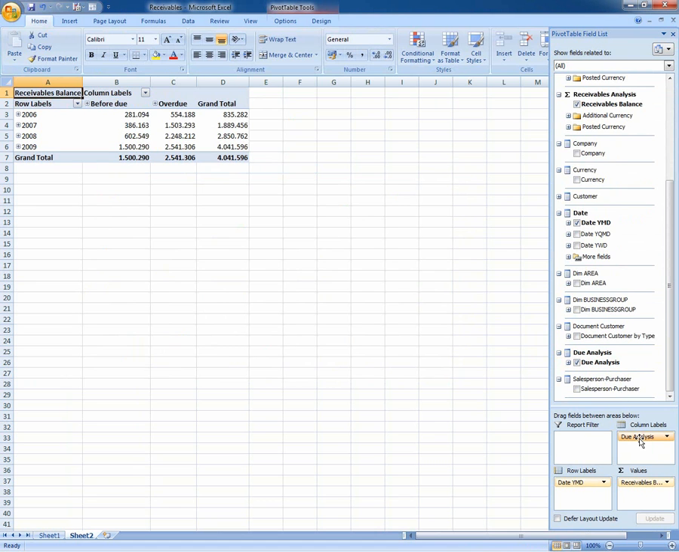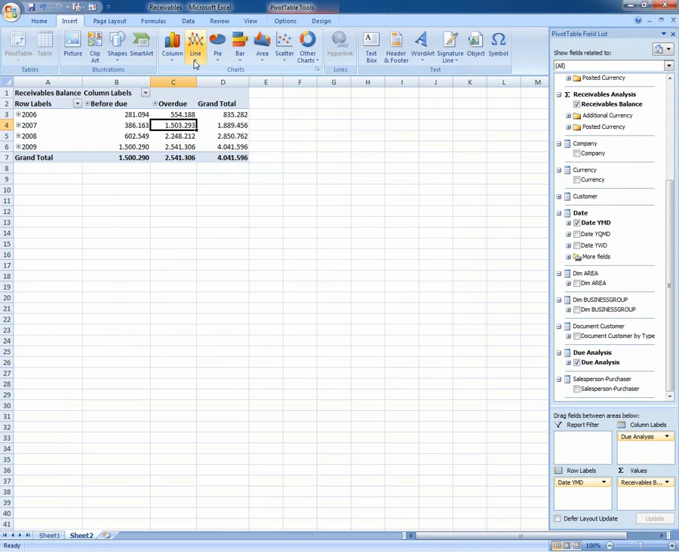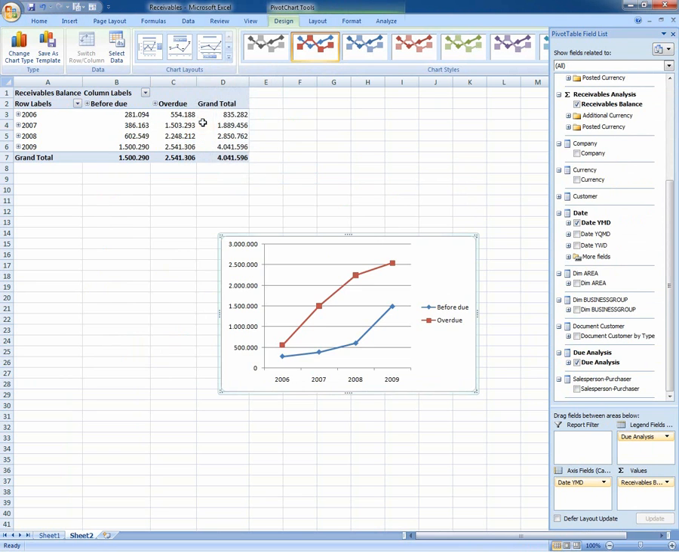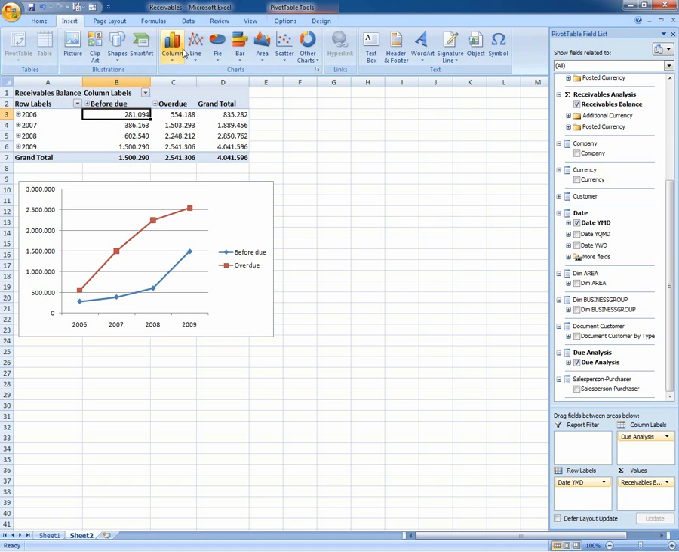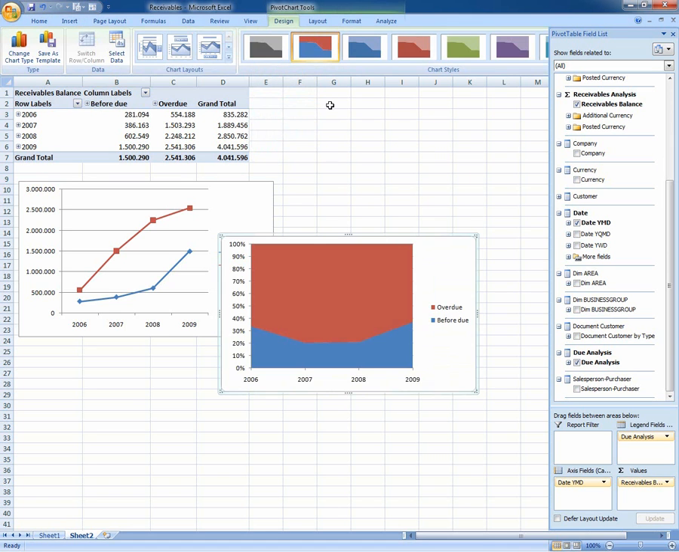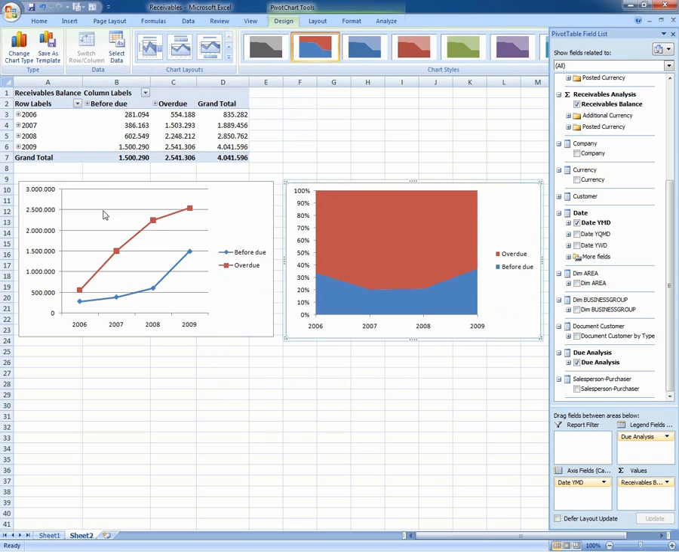We can drag in the due analysis dimension into the report. From here, we can add 2 simple charts. Both the before due and overdue balance are increasing. The before due balance is increasing faster.